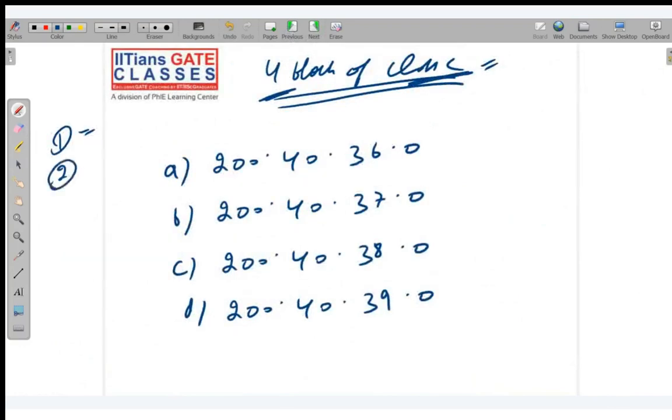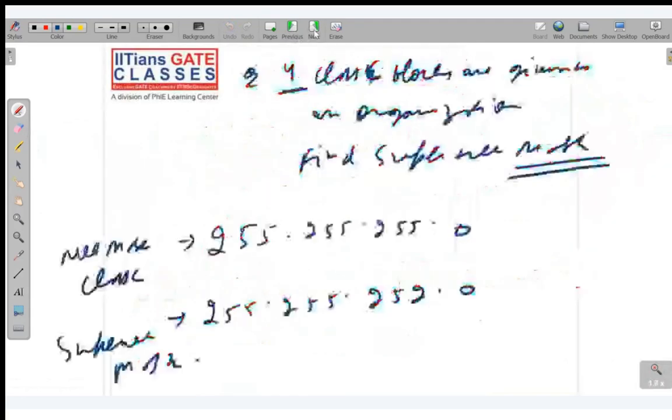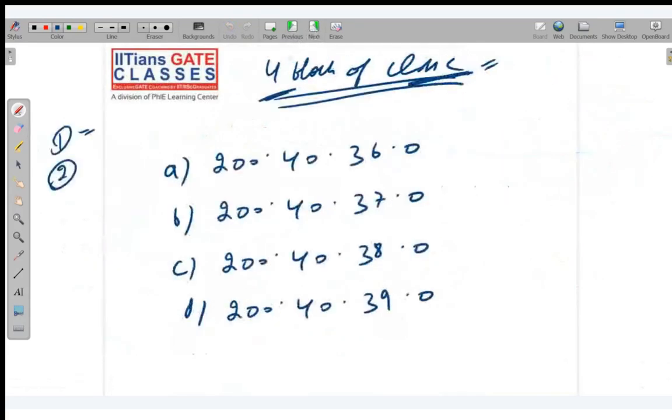Next, the next condition was that these blocks must be in contiguous fashion. See this, are they in continuous fashion or not? 36, 37, 38, 39. Yes, they are in contiguous fashion. Third, the first block must be divisible by the total number of IP addresses demanded. 4 blocks of class C means 4 into 256, that means 1024. 1024 IP addresses they are demanding. 1024 means you want last 10 zeros.